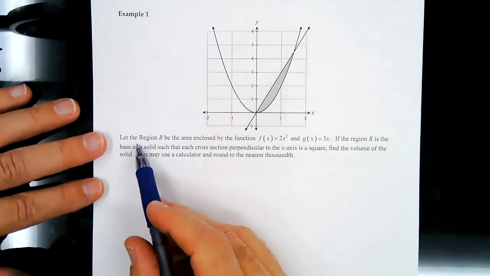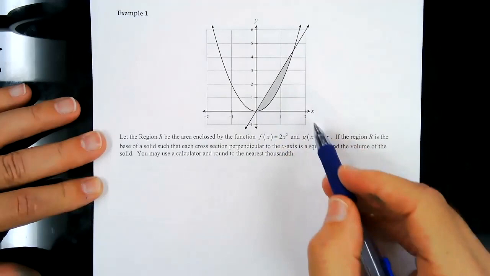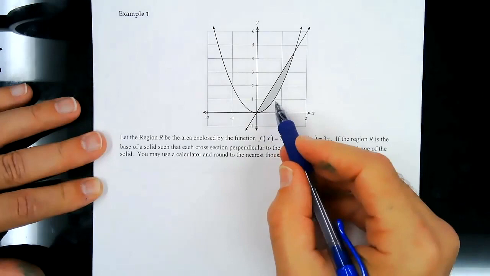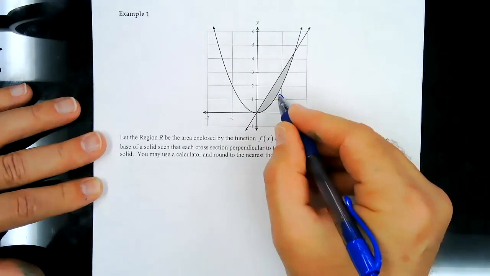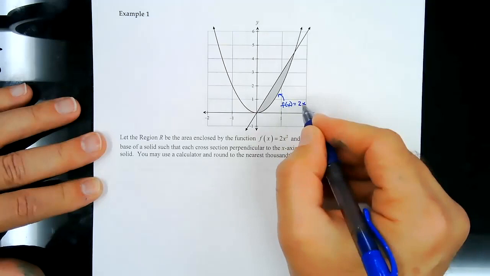All right, so for this first problem, let the region R be the area enclosed by the function f of x equals 2x squared, that's the parabola, and g of x equals 3x, that's the line. And let's take a look here. Right in here, the f of x function looks like it's the bottom function. So I'm going to label this one as f of x equals 2x squared, and g of x is 3x, so that's this one.